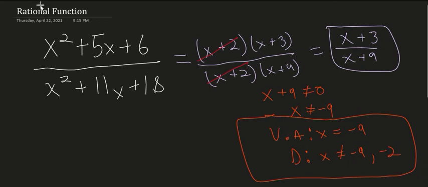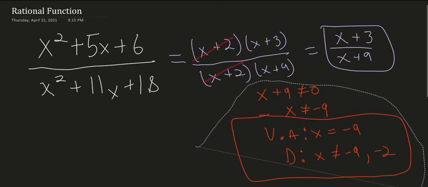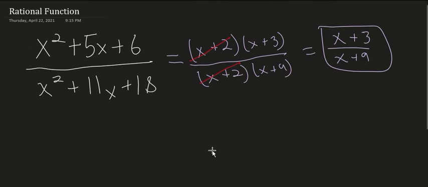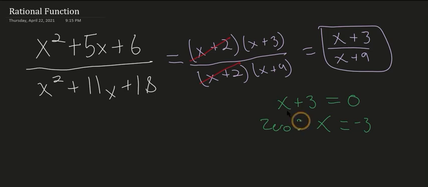And let us get started with the next part, the zeros. The zeros are the ones focused on top. So it's the numerator. We make it equal to 0. So we move everything to the right. What we get is x equals negative 3, and this is our zero.